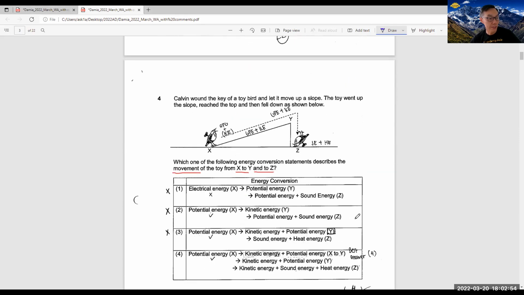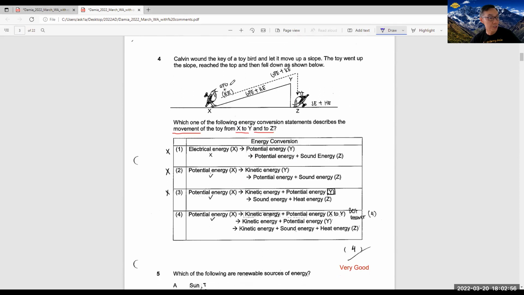Let's proceed. In this question, this child actually answered perfectly right. I'm very pleased. And she actually answered here. And why is this answer 4 correct? Because it says, which statement describes the movement of the toy from X to Y and to Z in terms of energy conversion. So this is a wound-up toy.